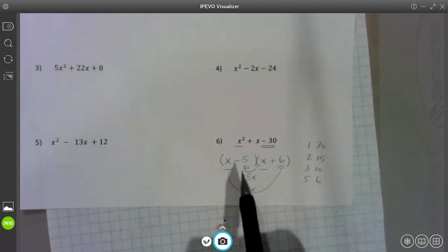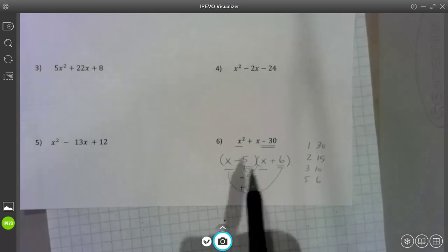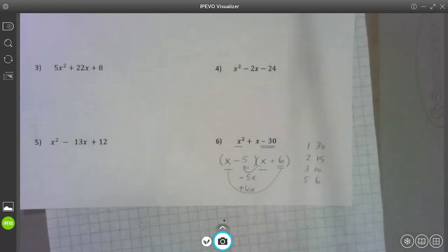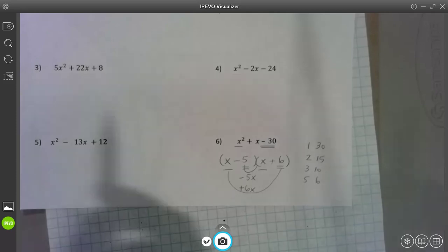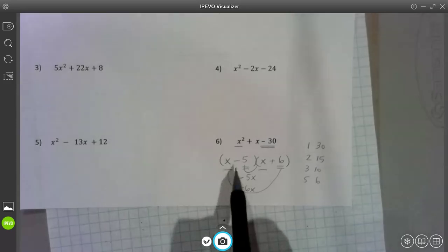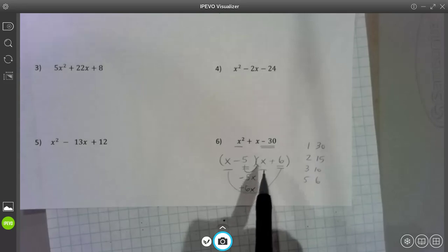And like I said, if somebody put x plus 6 first, and x minus 5 second, they are just as correct. The order that you write the parentheses in does not matter. As long as one of them says x minus 5 and one of them says x plus 6, you are correct.